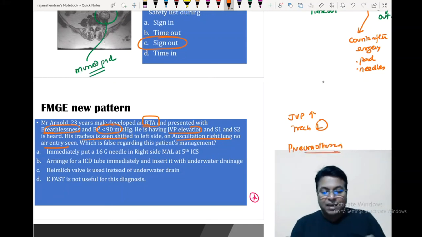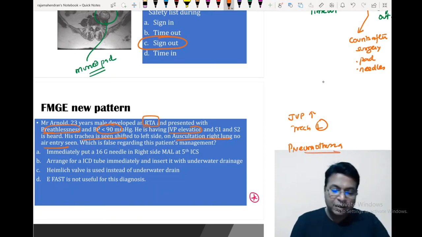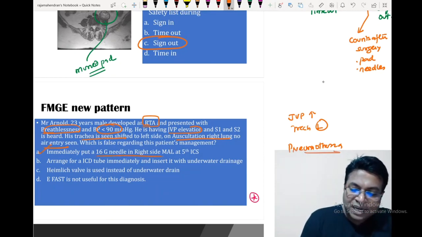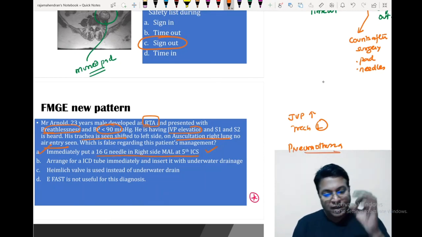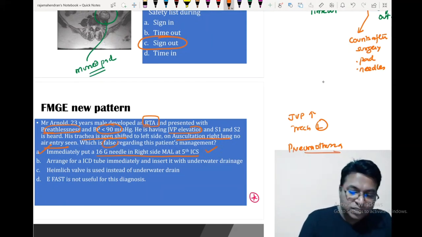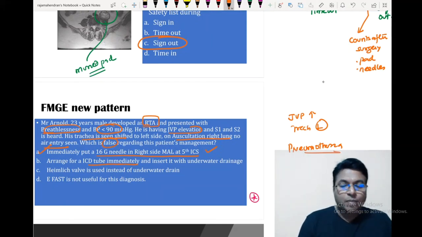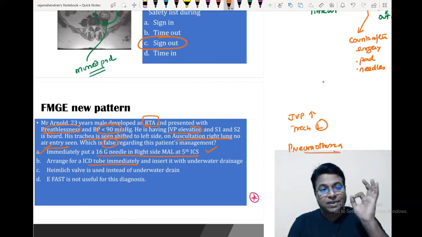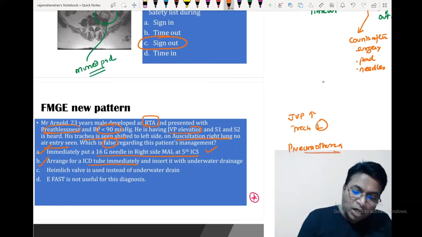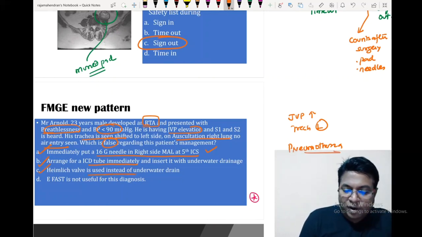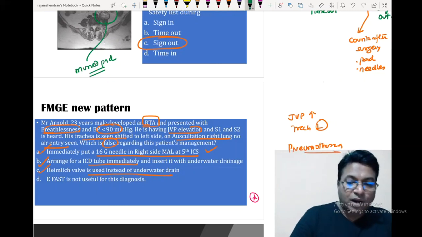What should be done immediately? Immediately I should put a needle. So immediately put a 16 gauge needle in the right side mid-axillary intercostal line is true. They are asking which is false. Arrange for an ICD tube. Please remember the needle insertion is a first aid. Immediately you should also put an ICD within half an hour. So ICD will also be put. Heimlich valve is used. There is a special valve known as Heimlich valve that can be used for pneumothorax.